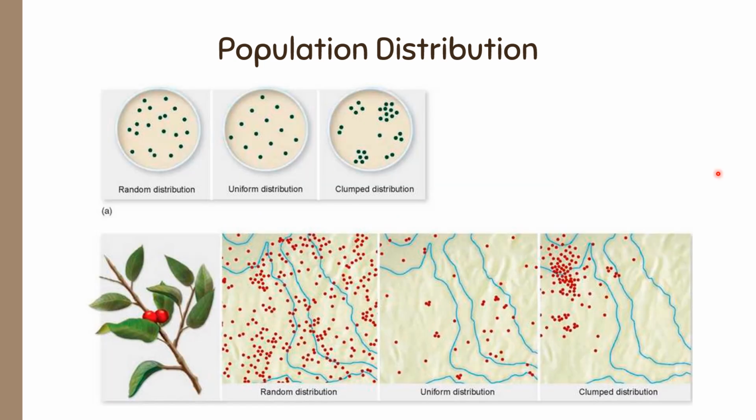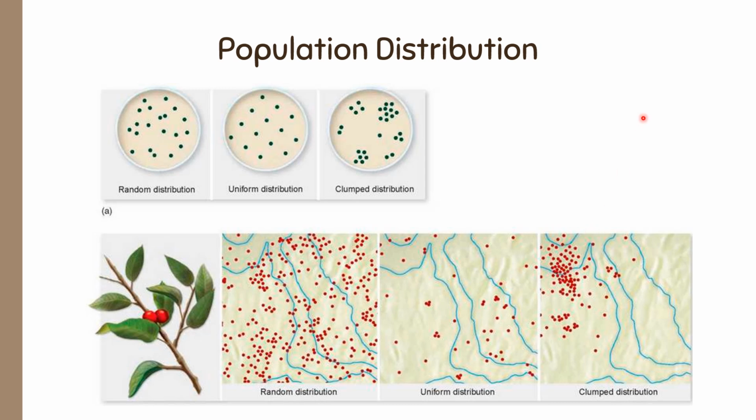Distribution can be described in 3 different ways. So we can have random distribution, which, as you can tell from the name, is just random. Uniform distribution, so we have these uniform clusters dispersed evenly or relatively evenly in the environment, or we can have clumped distribution, so all the organisms are clumped into one area.